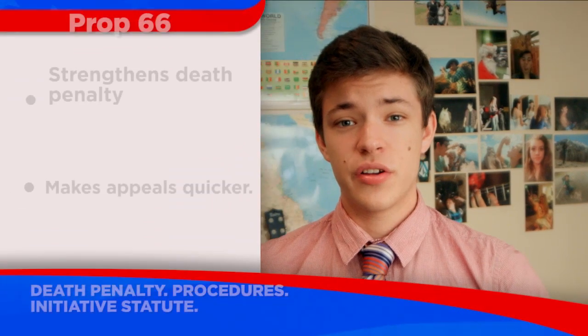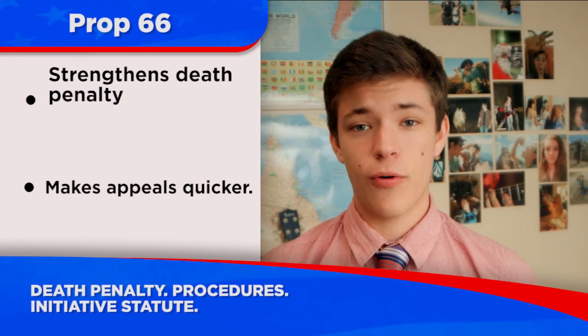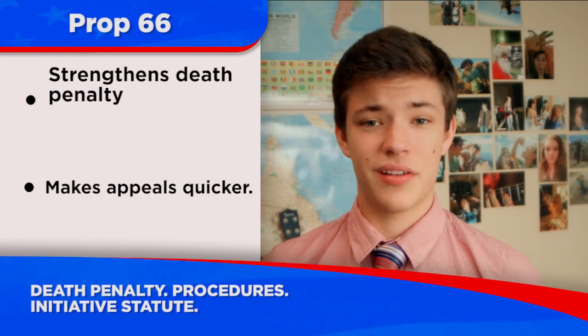Prop 66 strengthens the death penalty in California in addition to making the appeals process for death row inmates quicker. Supporters claim that California needs the death penalty in order to ensure the highest level of punishment possible for the worst criminals. They also say that it's going to save California millions and that it'll make it easier for innocent inmates to appeal. Opponents say that innocent inmates will still end up being killed and that this is going to cost California millions of dollars every year, in addition to not having as many positive benefits as Prop 62 did.